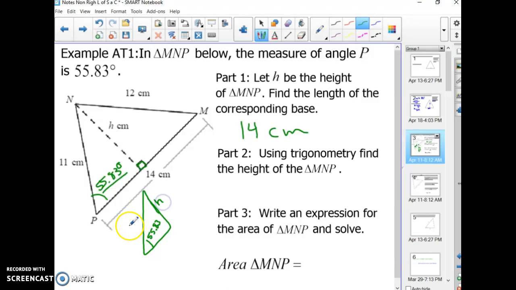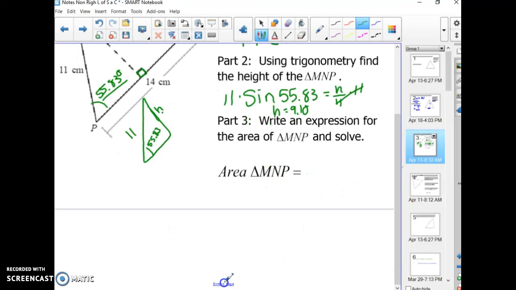I need to find the height, but I know that side's 11. So if I think about it, I have an opposite and the hypotenuse. So I can use the sine of 55.83 is equal to my height over 11. If I times both sides by 11, I'm going to solve for my height: 11 sine 55.83. So I'm just going to plug that in. So 11 sine of 55.83. I'm going to get a height of 9.10.